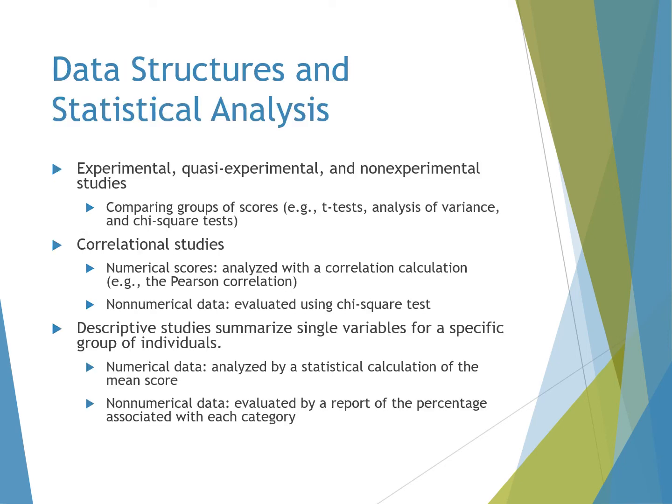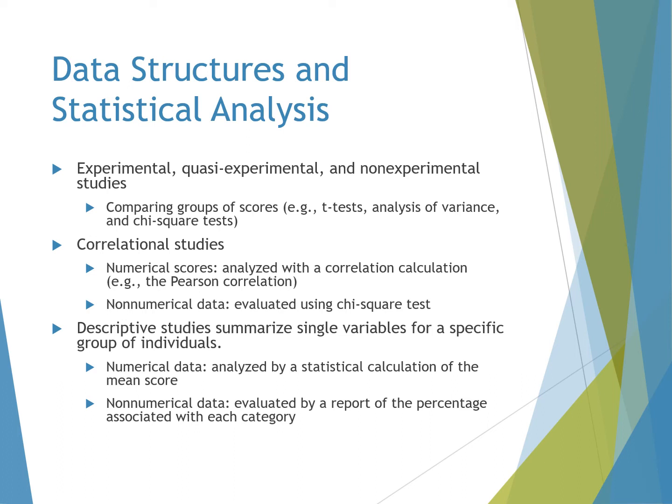We also have to consider the fact that different strategies lead to different types of analyses. So if we're doing experimental or quasi-experimental or non-experimental studies, we're typically comparing groups of scores. So we might use things like t-tests, analysis of variance, or chi-square tests. In contrast, if we're doing correlational studies, if we have numerical data, so for example, responses on a Likert scale, we would analyze them with a correlation, so things like a Pearson correlation. If you had non-numerical data, we might use a chi-square test.